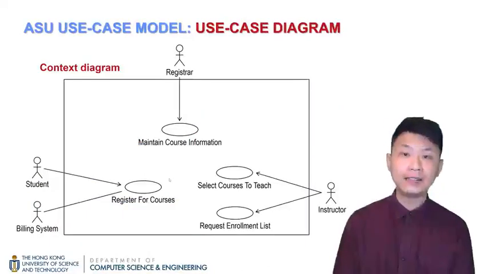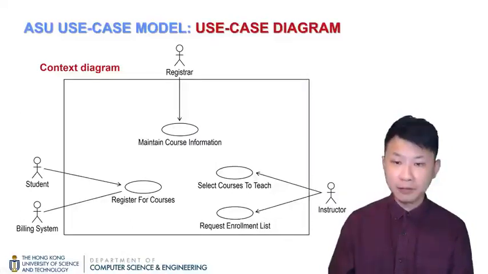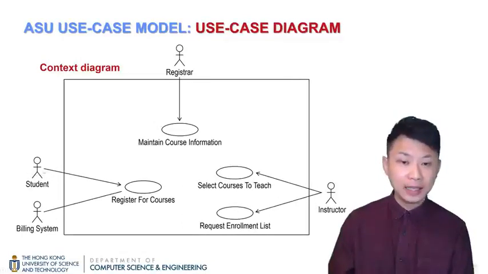And finally, this is the use case diagram that we draw for the ASU application domain. The registrar is going to maintain course information. The instructor is going to select courses to teach and also request the enrollment list. And then the student is going to register for courses. And now we have a link here. We don't have an arrow. An arrow means the student is going to start this use case. Okay, this use case is initiated by the student.